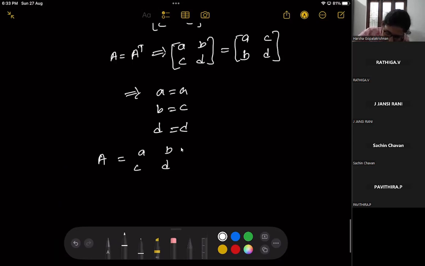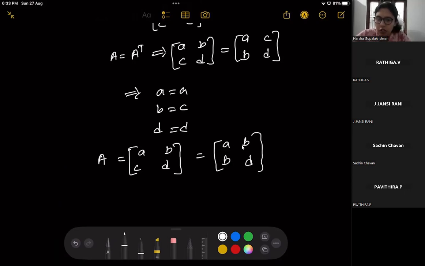So A and D are unchanged. A and D exist there. B equal to C. So if I am fixing B, then C should also be equal to B. These two entries are equal. So what we are getting here is only three variables A, B and D. These three variables are actually enough to determine the whole subspace W.